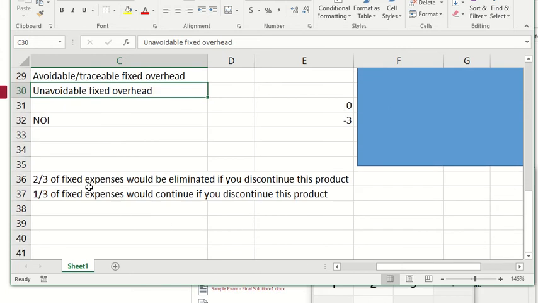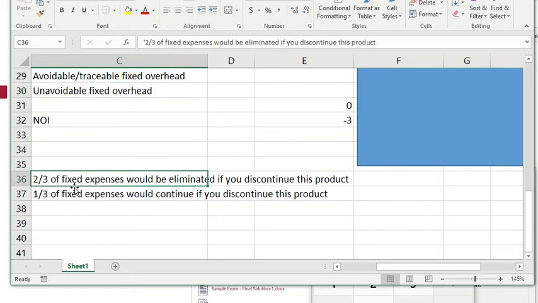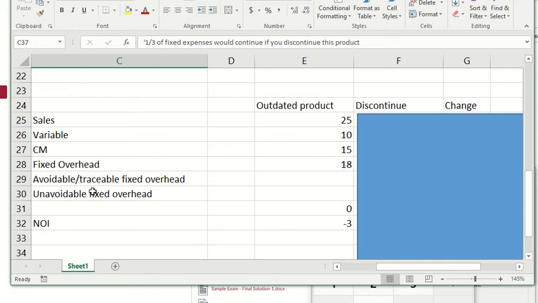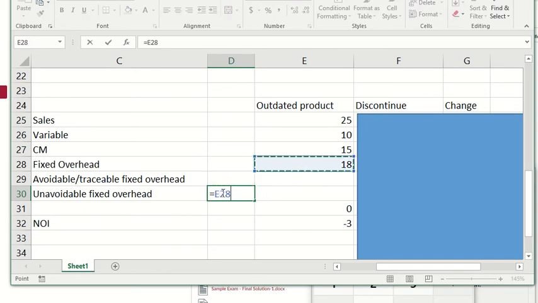Sometimes the problem's worded one of two ways, or what I've seen: 2/3 of fixed expenses would be eliminated if you discontinue this product, right? So 2/3 would be eliminated and 1/3 would continue if you discontinue this product. So 1/3 would continue no matter what. Like, I have to pay rent no matter what. I have to pay my supervisor no matter what, even if they're not supervising this product anymore, because they're still a part of this organization, and I will allocate it to this product. So 1/3 of this will continue no matter what.